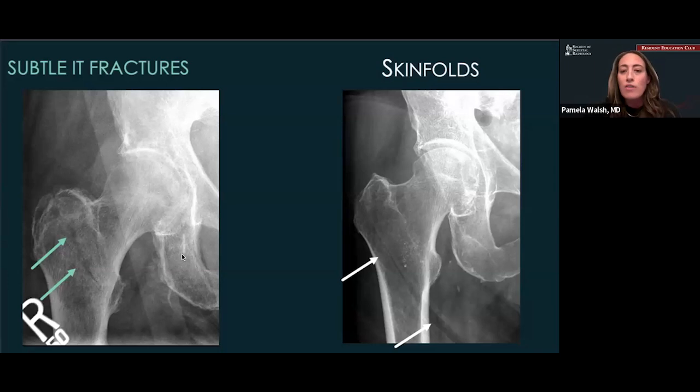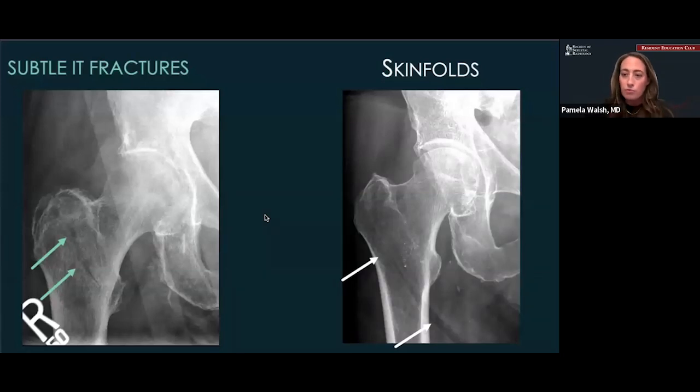But what we see quite often is a lucency that's overlying the intertrochanteric region, and it's hard for us to tell, is this a fracture or is this a skin fold? So one way to tell is here we can see the lucency extends beyond the bone here. So it continues on in this contiguous fashion. So we're pretty confident that this is a skin fold and not an intertrochanteric fracture, where here you can see it's essentially limited to the bone.